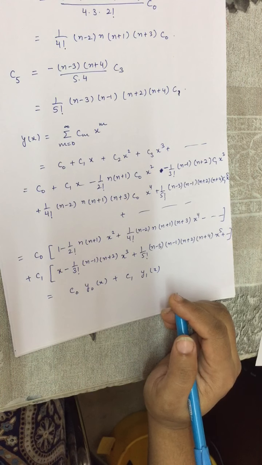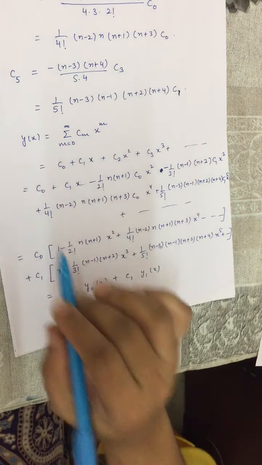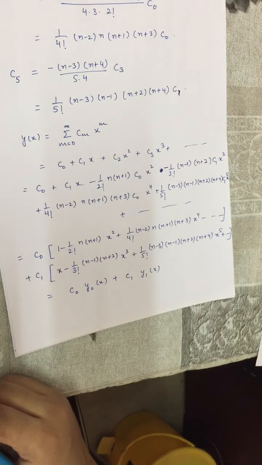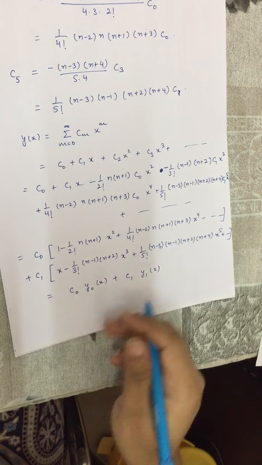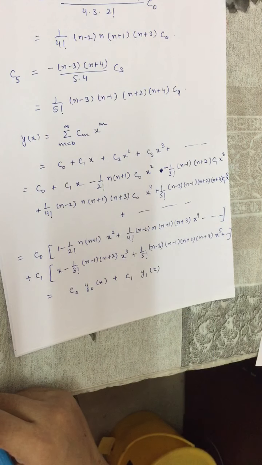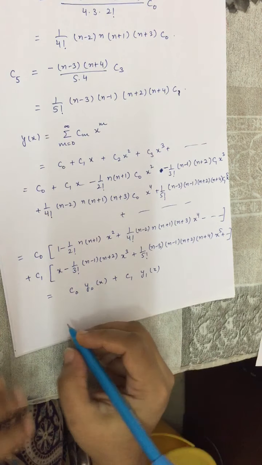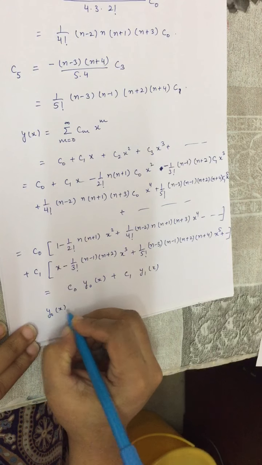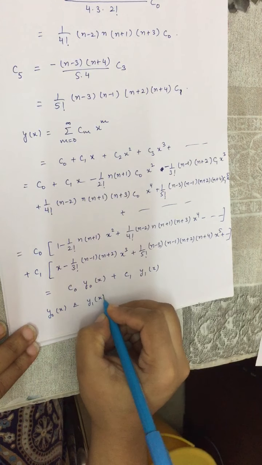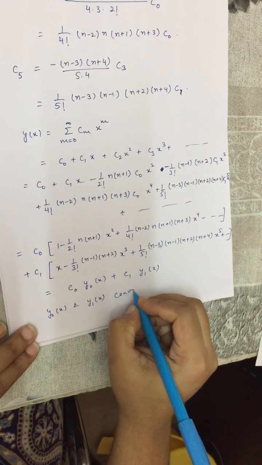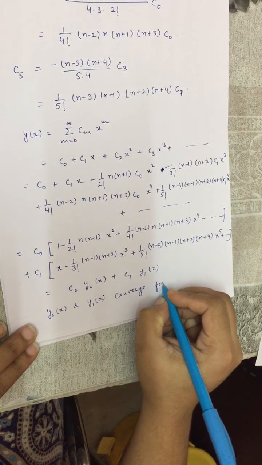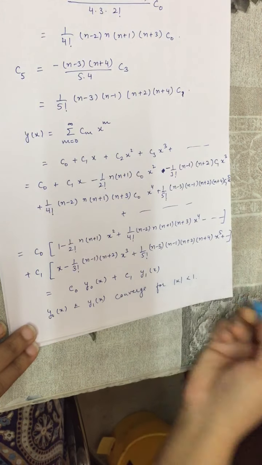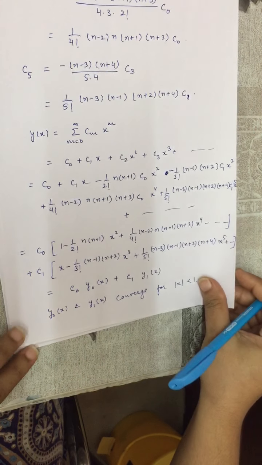Now the series, we know the series y x converges in the area where mod x is less than 1. So the two functions y0 and y1 will also converge for the same, that is, y0 and y1 converge for mod x less than 1.